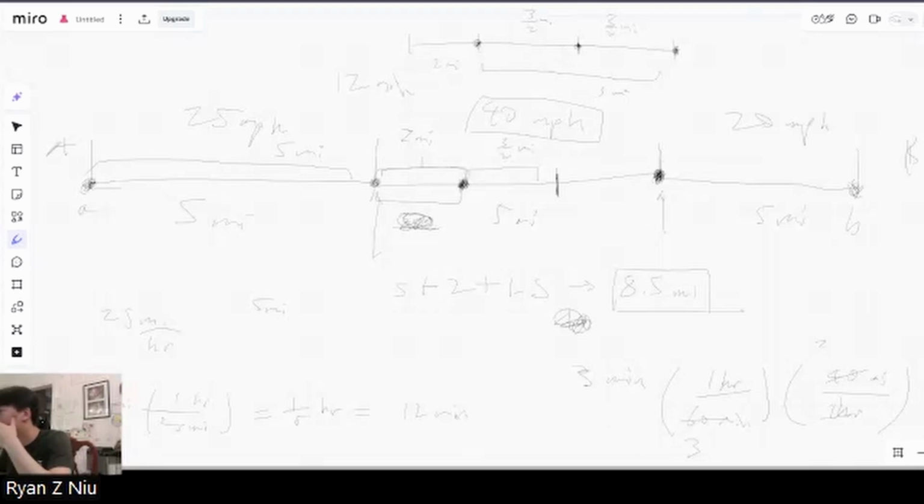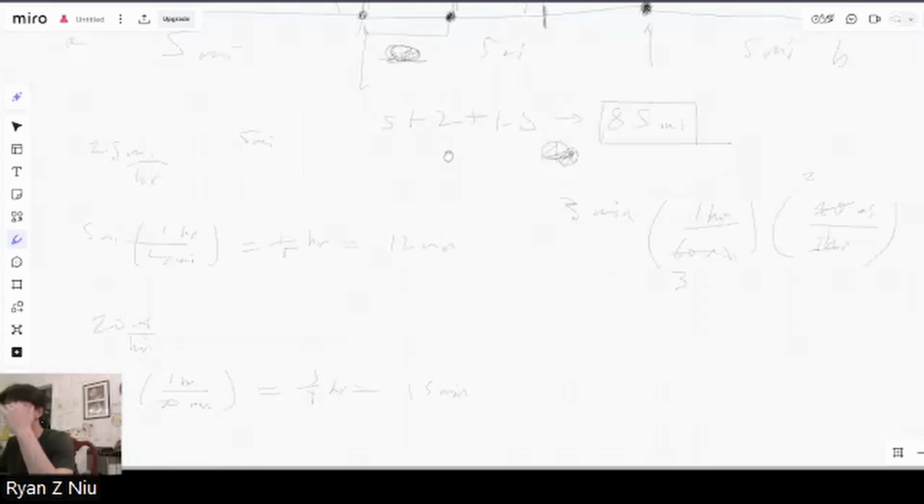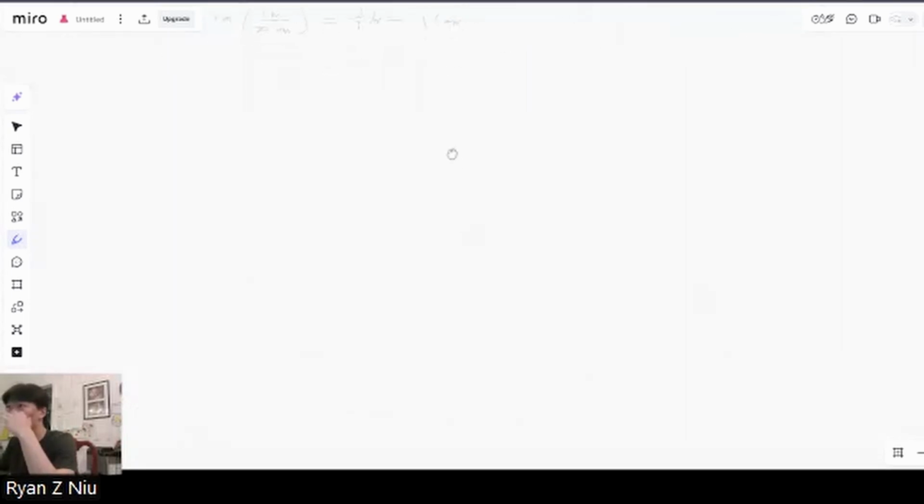Oh, how much time? I'm not sure. We still have one more to go over, which is number 10. Number 10 should be very quick, if I'm remembering correctly which problem that is. Yeah, so it's about a car.